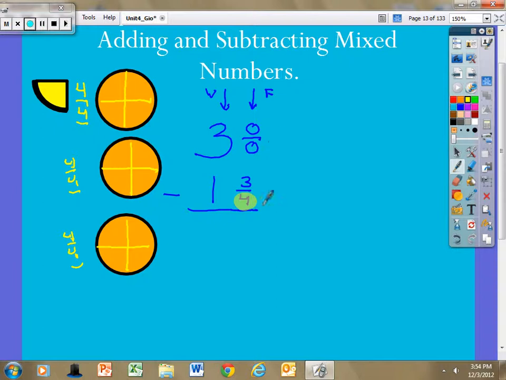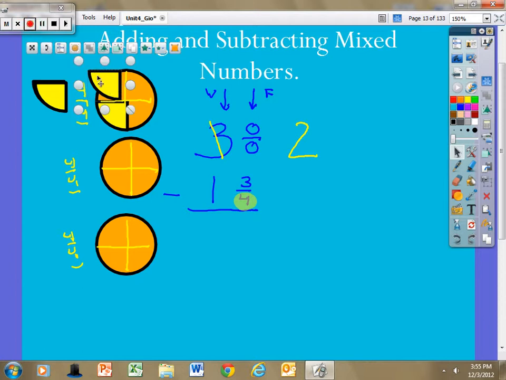But because I can't take the 3/4 away from 0, I need to trade in. I like to call it trading in. I'm going to trade in one of these wholes. I'm not going to change the value; it's still worth 3. I'm going to rewrite this problem over here. So now I still have 3, but really I have 2 wholes, and I have traded one in.